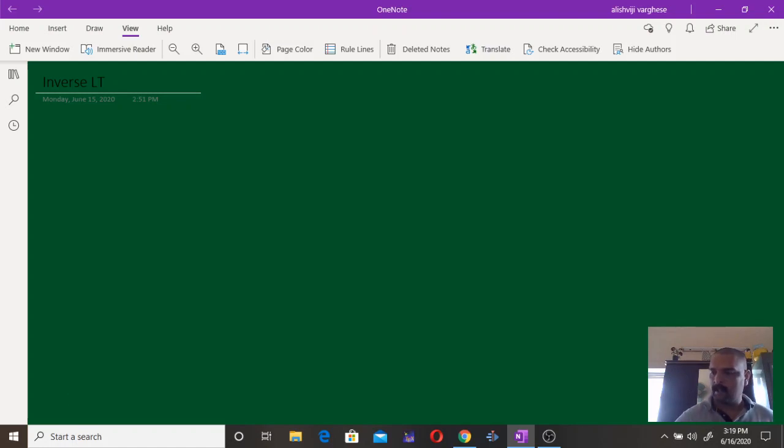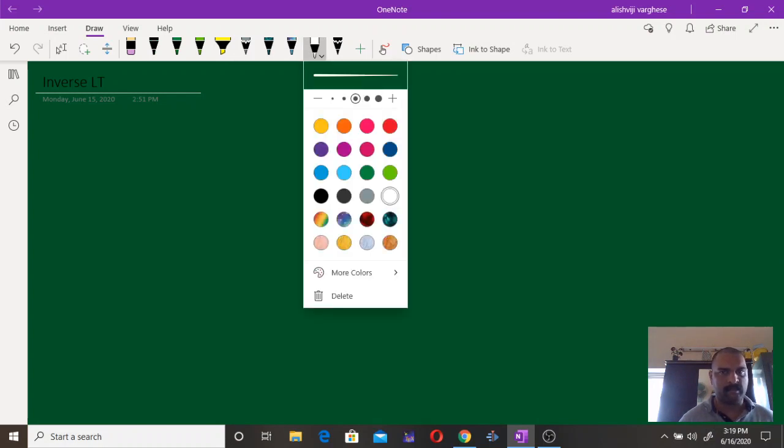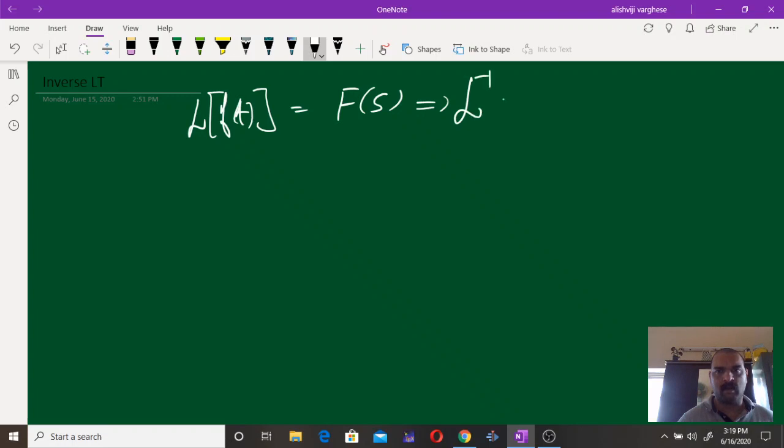Hello, good morning. Today in this session we are going to discuss the inverse Laplace transform of functions. If we have a function f of t with a Laplace transform capital F of s, then we say that f of t is the inverse Laplace transform of capital F of s. So we write L inverse of capital F of s is equal to f of t.